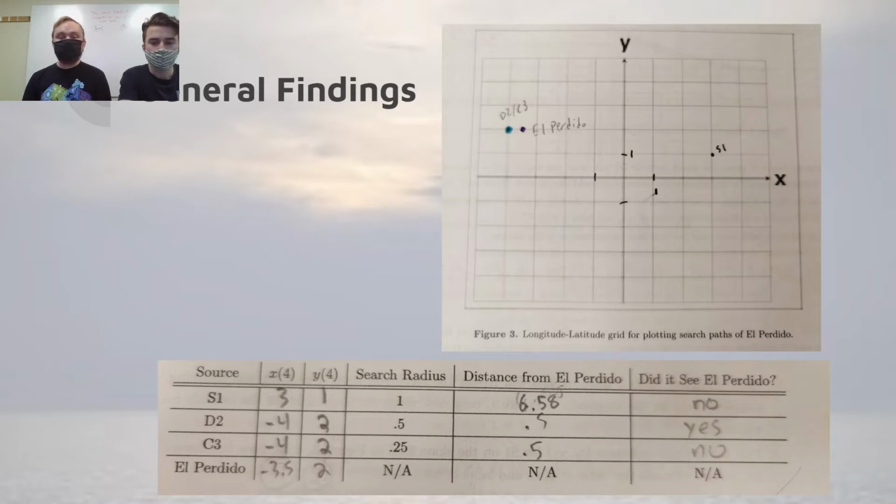So our general findings. This was spoiled earlier in the presentation. Our general findings are, of course, S1 is nowhere close. It is miles away from everything else, and based off what we did in the last slide with the Taylor dead reckoning, El Perdido is not even remotely in the same realm as S1. Now D2 and C3 are both a lot closer at half a mile away. But unfortunately, only D2 is able to spot El Perdido because C3's search radius is not big enough.